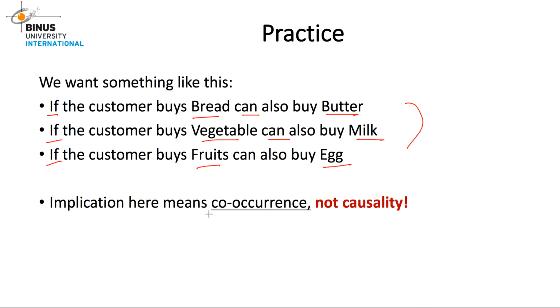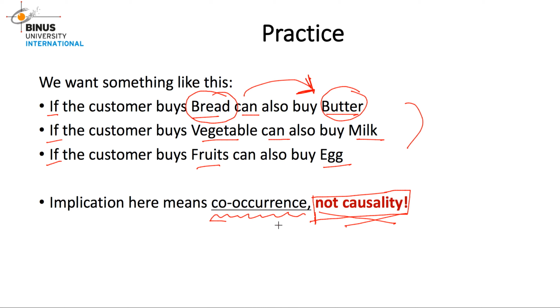Implication here means co-occurrence, not causality. What does that mean? If people buy bread, it means this person is buying butter as well, together. It doesn't mean that because you buy the bread, you have to buy butter. That's called causality. It's not causality, but co-occurrence.